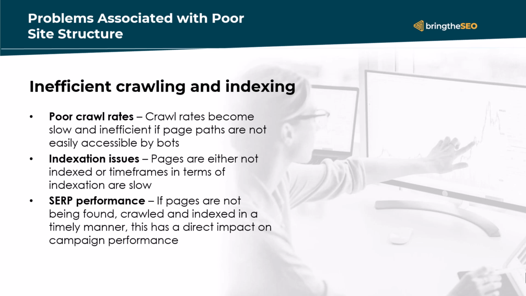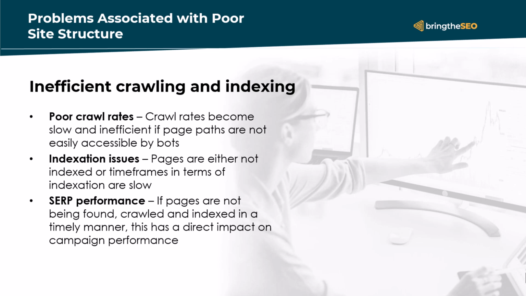Let's start with the most obvious one, inefficient crawling and indexing. This is where crawl rates become slow and inefficient if page paths are not easily accessible by bots. In other words, when bots hit the website, if the site structure is an absolute mess, crawls can get caught in loops, redirect chains, dead ends. I've actually seen instances and worked on campaigns where I've found that several pages are being crawled and indexed repeatedly whilst other areas of the website are being neglected. And this is exactly what I mean by poor crawl rates.